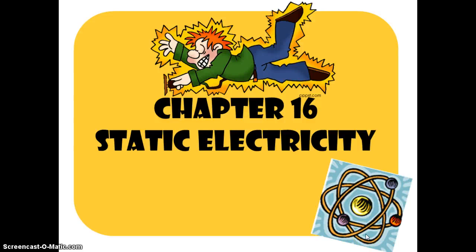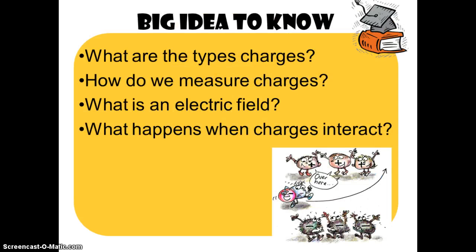For this chapter, we are looking at static electricity. In this chapter, there are 4 big ideas. What are they? Number 1, you need to know what are the types of charges. How do we measure these charges? What is the field that forms around these charges? And what happens when we put the charges together?